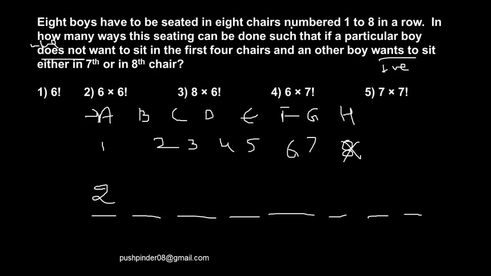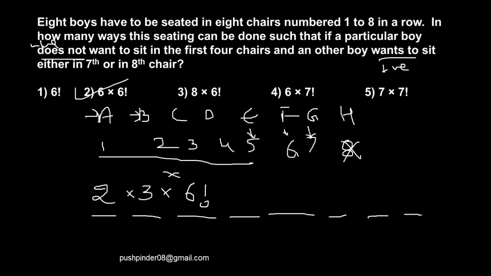Now a particular boy, let's say B, does not want to sit on the first 4 chairs. So he can sit on the 5th, the 6th, or the 7th chair. So 3 ways he has got to sit. Now is there any condition left? No, there is no condition left. How many chairs are left? There are 6 chairs left and 6 people left. So nothing but 6 factorial. So my answer is 6 into 6 factorial.